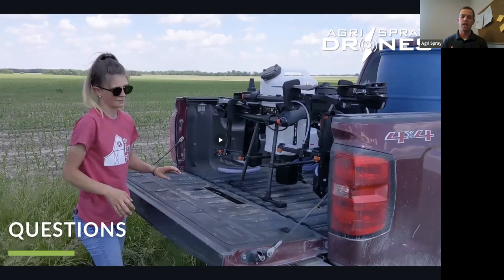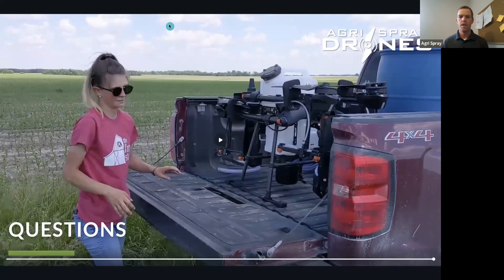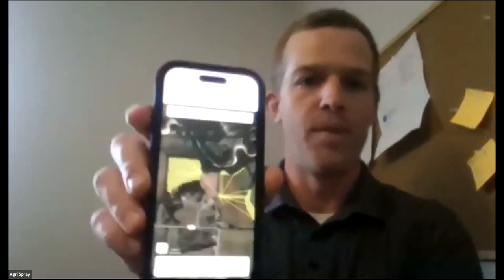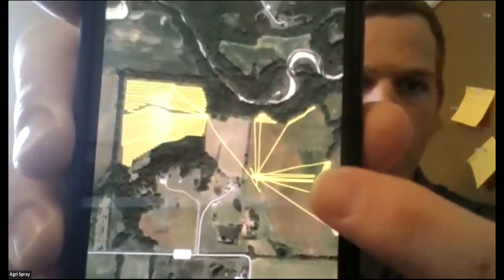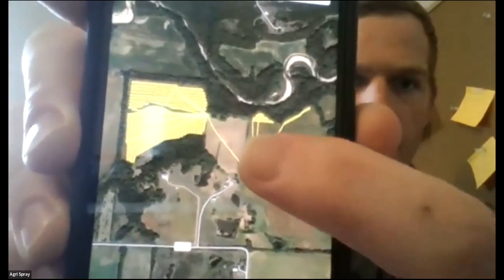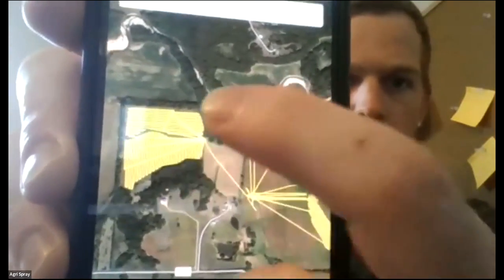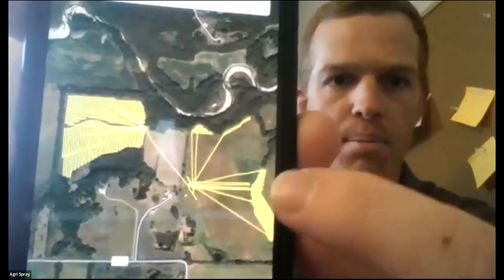So DJI has two applications, essentially. They have an app on your phone, iOS or Android, called Smart Farm. It hooks up to your DJI account, and every application you do shows up there. Thank you, Trey. This is going to be much easier to explain. So here you go, this is from Trey's phone. These lines that come from the central point were his takeoff point, and these yellow areas are areas that he applied.